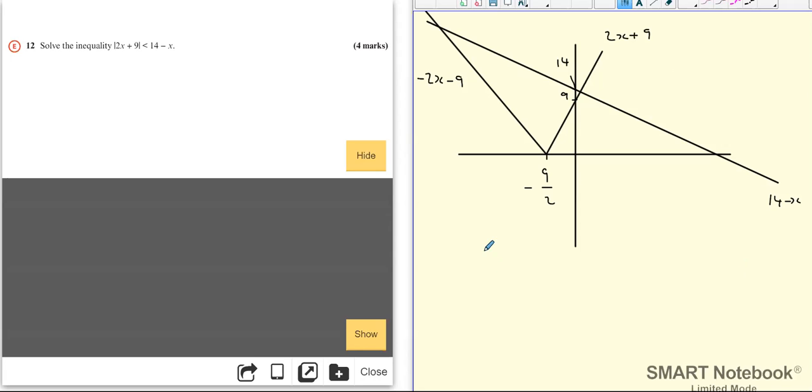Now the question is saying that the modulus of 2x plus 9 is less than 14 minus x. So that means we are looking at where the y values for this are less than y values for this. Well, that means here all the way up to this point here. Does that shaded region make sense? Can you please let me know in the chat?